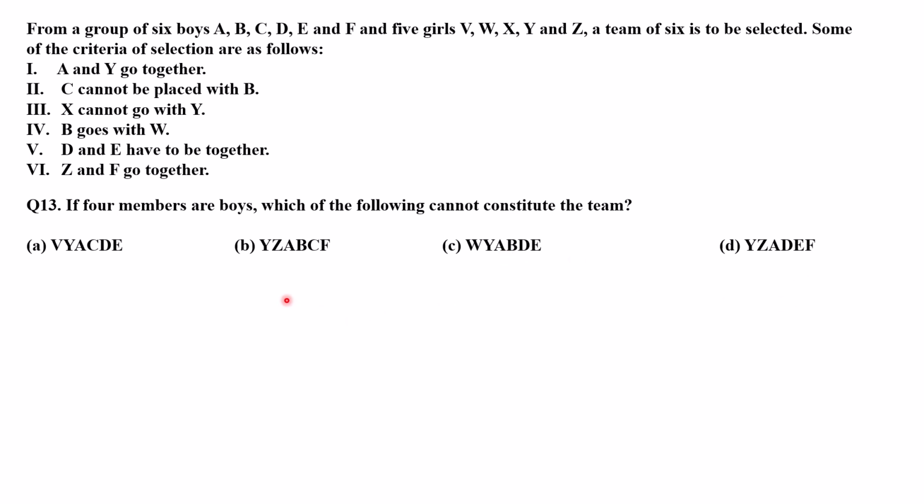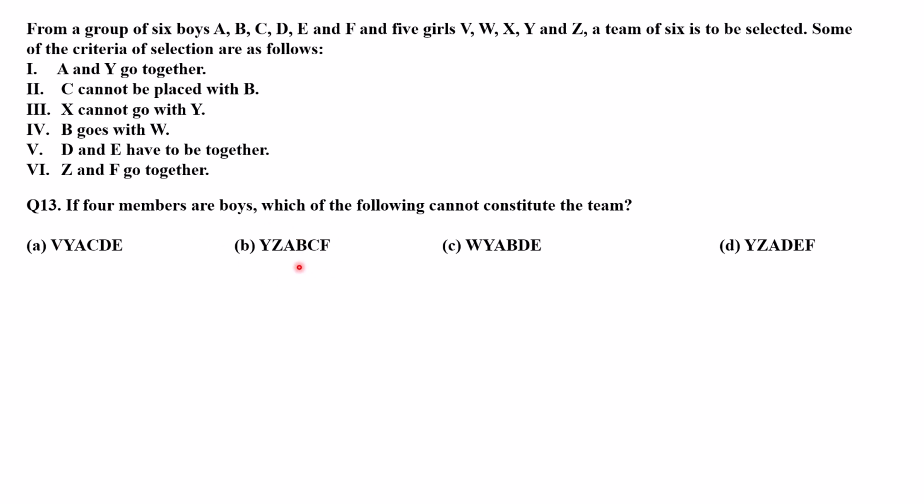Okay. Next you have to see the condition, isn't it? We will see now in this question what it says, you have to find out which of the following cannot form the team, isn't it? So if you see the first option, A and Y should be together depending on the condition. Yes, it is there. Then C cannot be placed with B. So C is there but B is not there. That is also fine. X cannot go with Y. So Y is there but X is not there. It is also following. D and E have to be together. Yes. And Z and F go together. So this team is correct. This team can go.